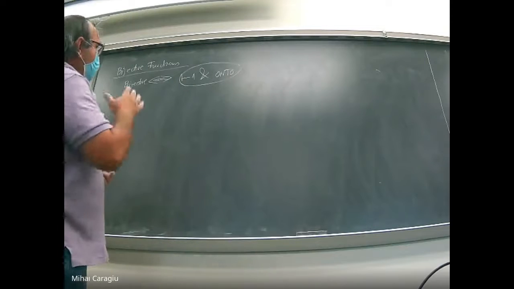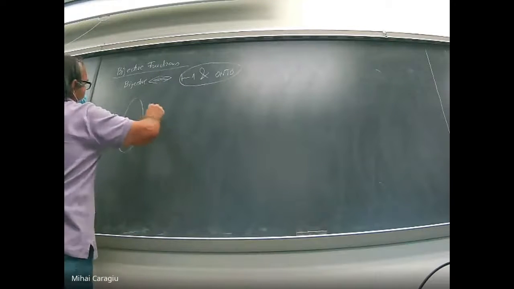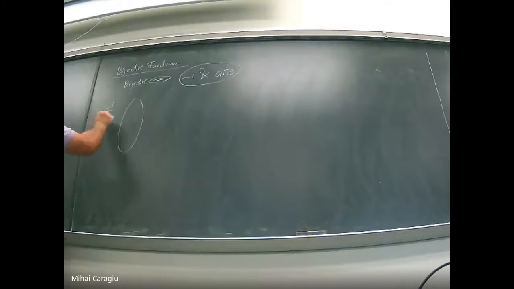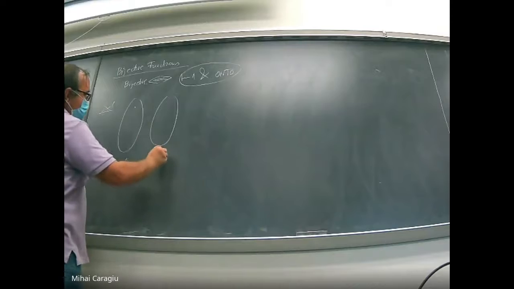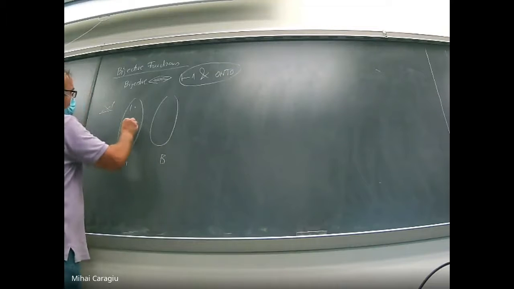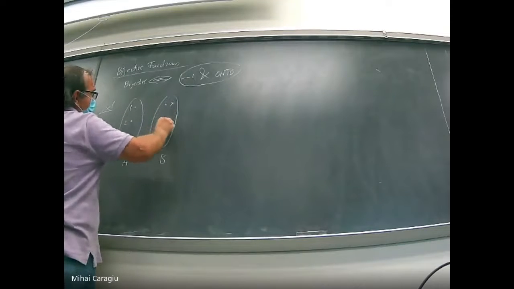So let's see, what does it mean? Different arrows target different points and everything in B is taken. In other words, let's try to visualize it. Take a visual example. Set A has elements 1, 2, 3, and set B has elements, let's say x, y, and z.